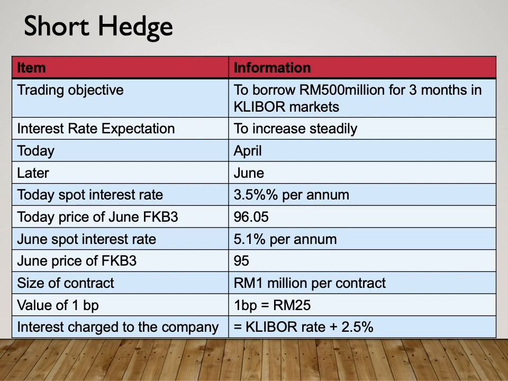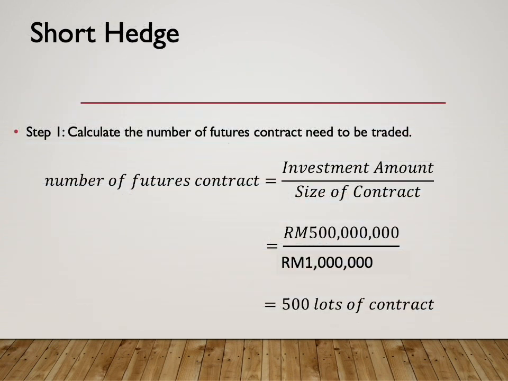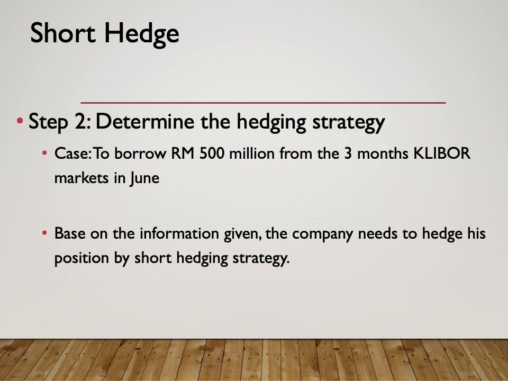Step number 1, you need to calculate the number of futures contracts to be traded. The formula is number of futures contracts equals investment amount divided by size of contract. So the investment amount is 500 million divided by 1 million. That means you need to use 500 lots of contract. The second step is to choose your hedging strategy. In this case, you plan to borrow 500 million in June, so you need to use a short hedge strategy in order to protect your borrowing transaction in June.